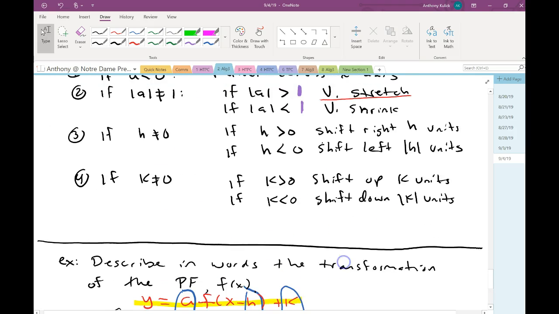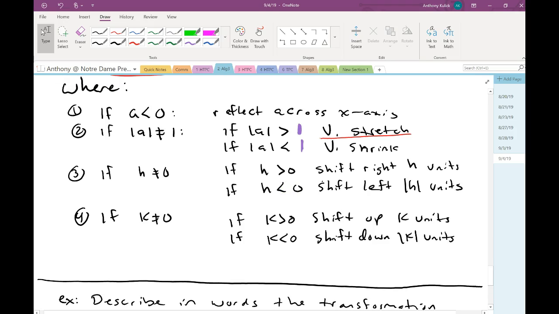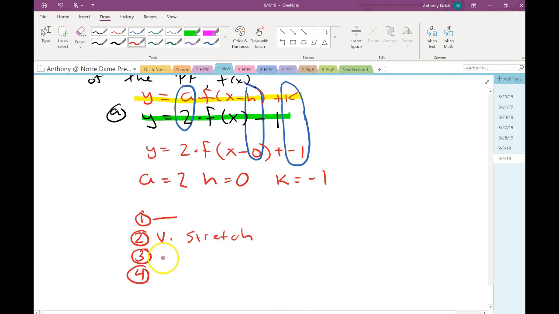Now let's go to 3. 3 says if H is not equal to 0. What's our value for H though? 0. So do I have to do anything for 3? Nope. Okay.